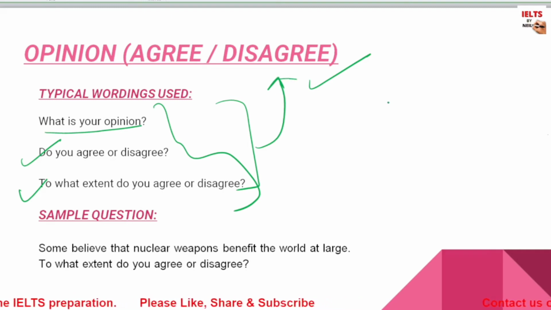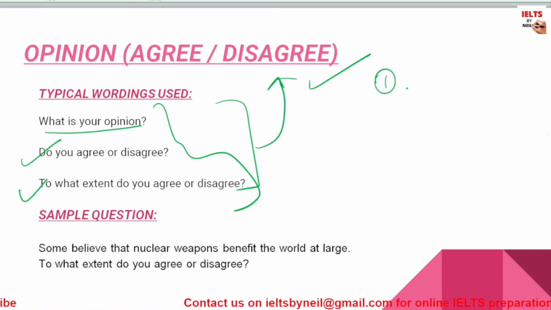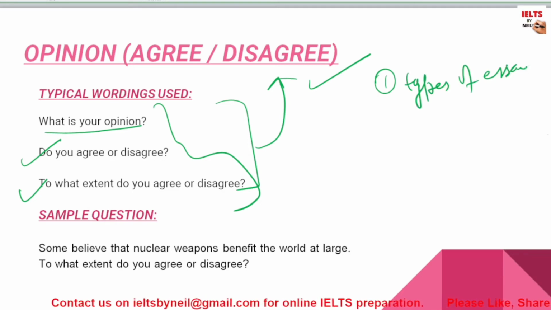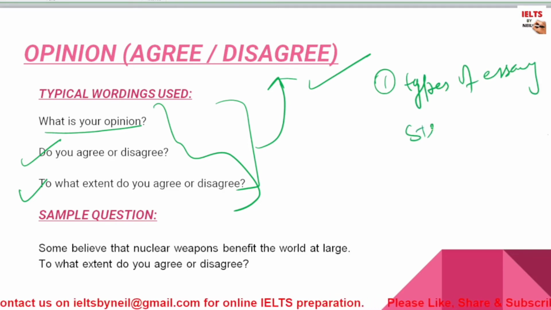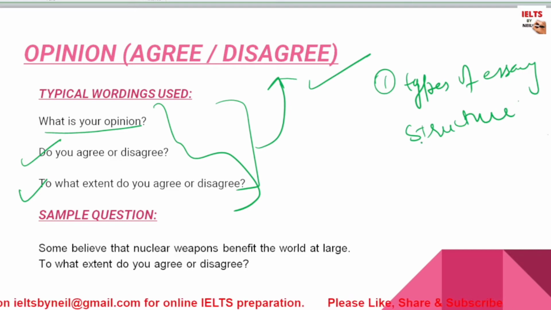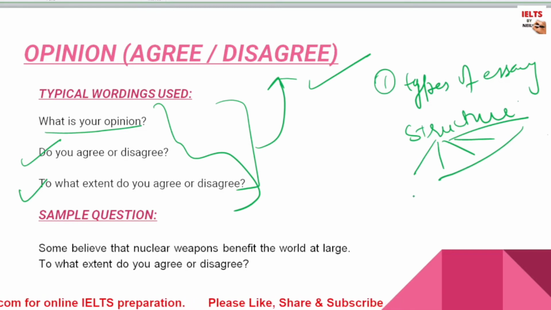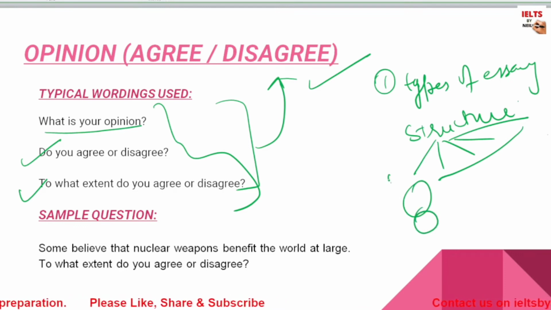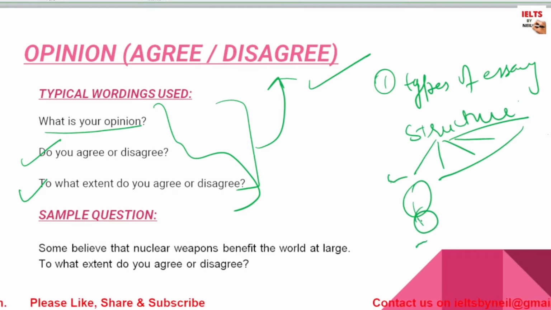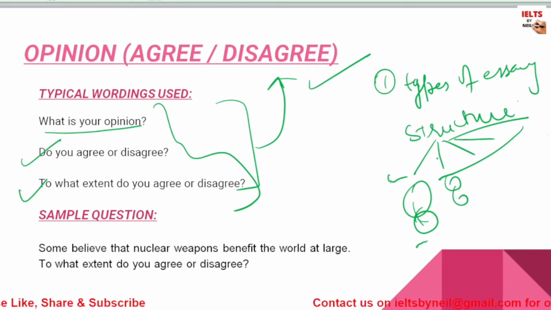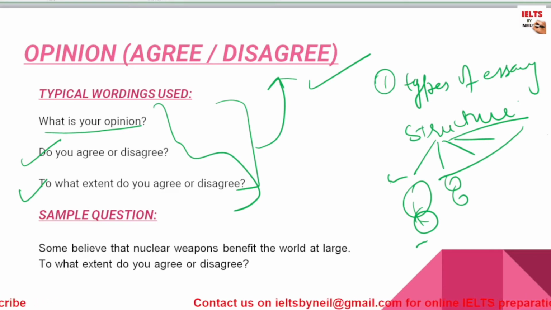Okay, so why is it important to identify the types of essay? Because if we can't identify the types of essay, then we don't know what structure we have to follow, because structures are different for all these types. Okay, by the structure I mean the body paragraphs, not the introduction and the conclusion, but the body paragraphs are going to be different for all the types of essays. So it's very important that we identify what type of essay that is, and according to that we go ahead with our writing.